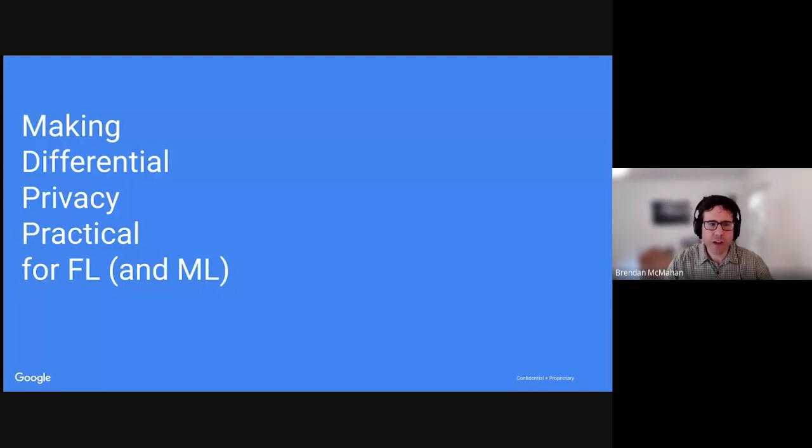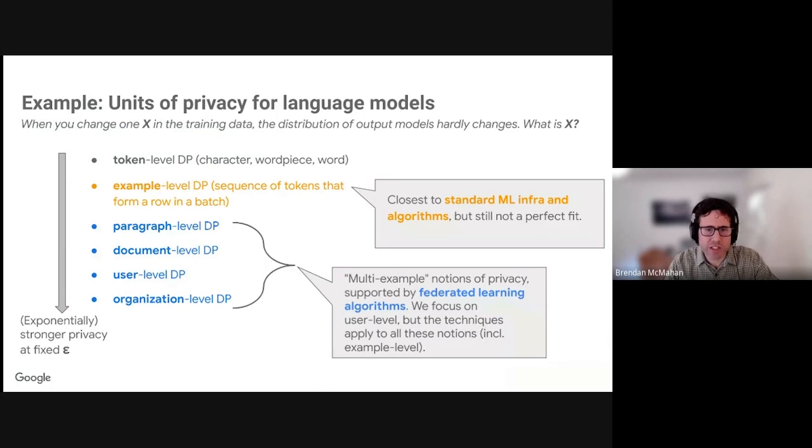So a big thrust from our team and partner teams at Google over the past few years has been making differential privacy practical for federated learning. And of course, it's not quite clear that it's practical for even standard centralized machine learning yet either, so we've been working on that as well. I won't have time to dive into a lot of the technical details in the talk, but there's a couple of observations I wanted to highlight before I talk about some of our actual recent progress in using these techniques in production.